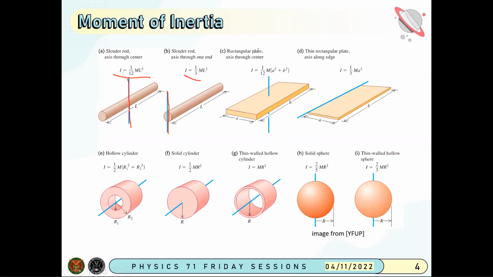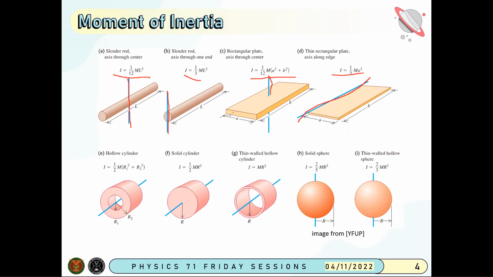Same with a rectangular plate. If the rotational axis is at the center, then you will use this moment of inertia. But if the axis is along the edge, where you rotate it here, then you will use 1/3 Ma squared.